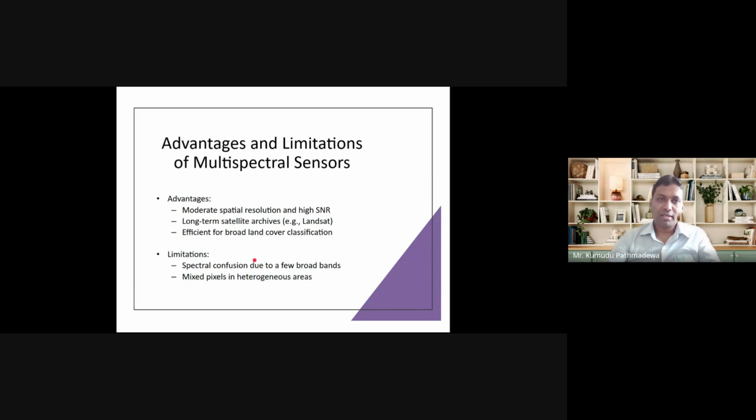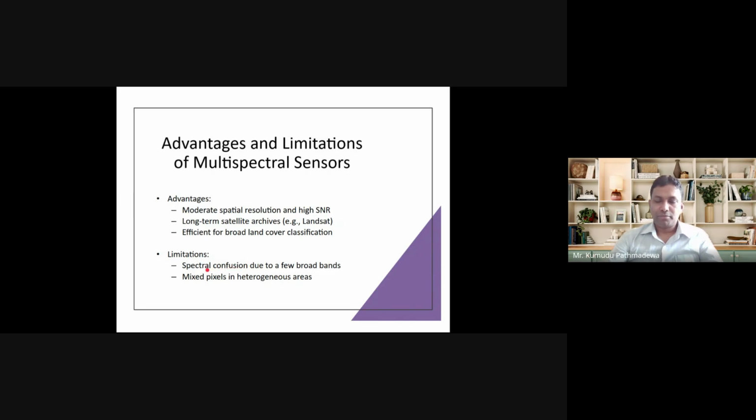Like in the earlier video also, you saw some bands are quite large compared to other bands in the electromagnetic spectral region, and sometimes two bands may overlap one another. So just because of that, spectral confusion can happen.